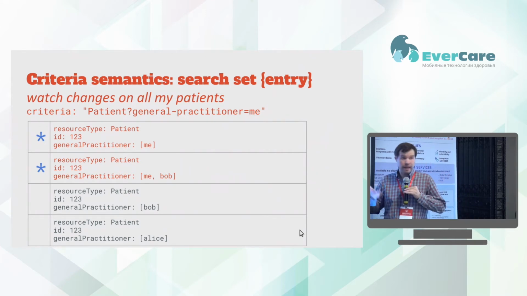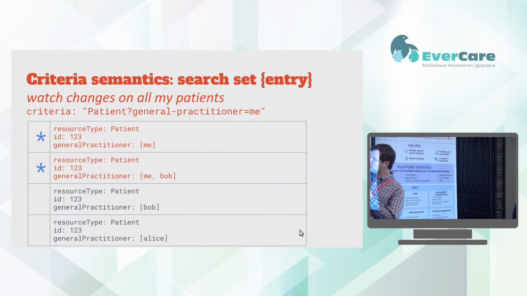And so in that model, I would learn about this as an event when this patient was first created, because Me shows up in the list. Me is here, so I learn about it. And I would learn about this change that happened when Bob was added. I'd learn about this. But I wouldn't learn about this, and I would not learn about this, because they don't match the query. Me is not present in this list, and Me is not present in this list.